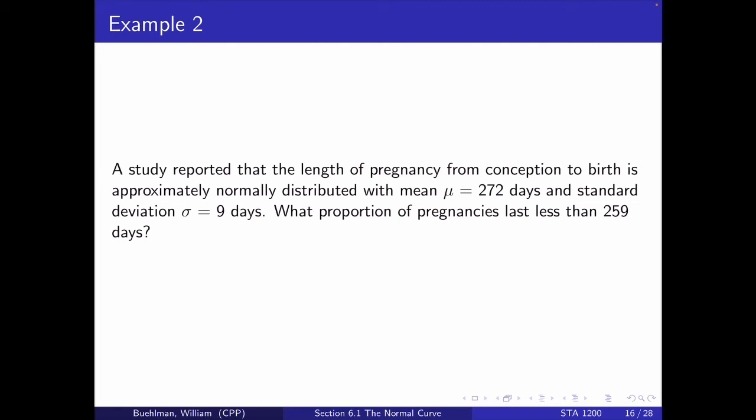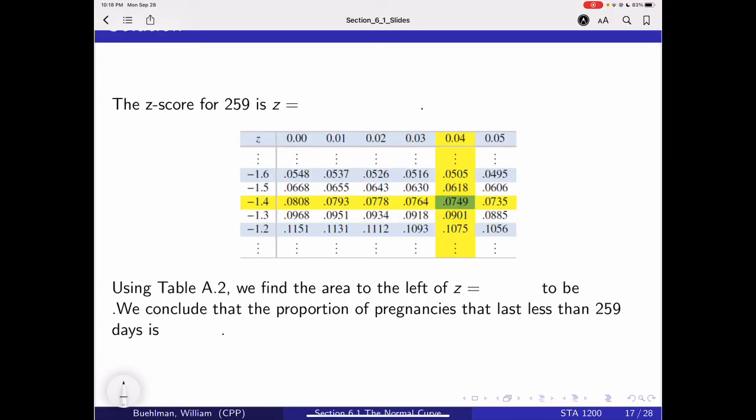Example 2. A study reported that the length of pregnancy from conception to birth is approximately normally distributed with a mean of 272 days and a standard deviation of 9 days. What proportion of pregnancies last less than 259 days? First, we need to find the z-score, where z is equal to x minus mu over sigma, which in this case is 259 minus 272 over 9, which equals negative 1.44.